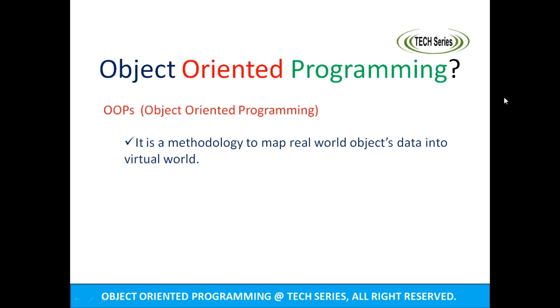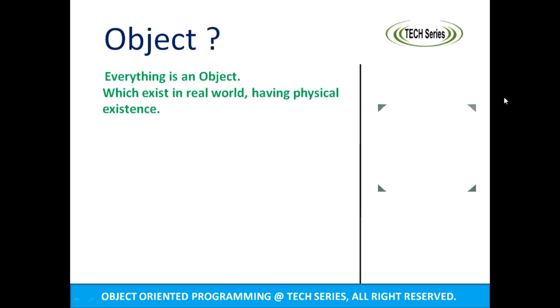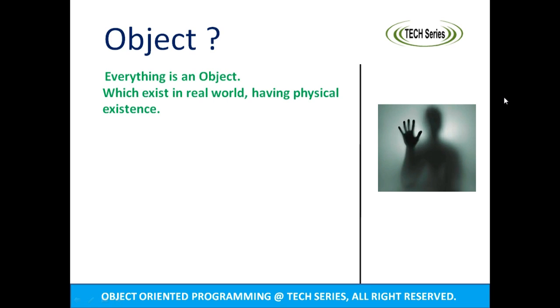OOPS stands for object-oriented programming. So what is OOPS? It is a methodology to map real-world objects' data into the virtual world. In order to know object-oriented programming, a term comes again and again: object. So what is an object? In this world, everything is an object which has some physical existence.